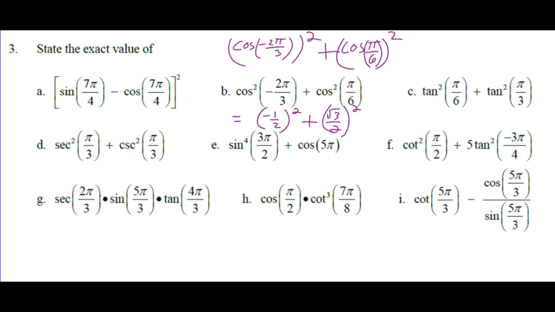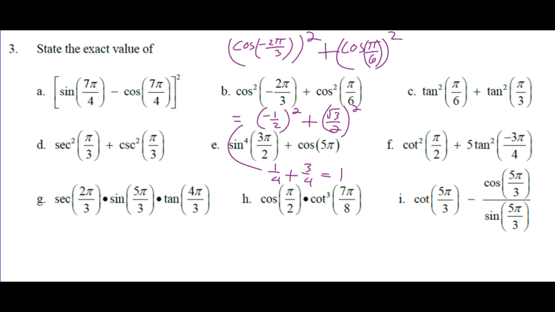So when you see sine squared, cos squared, sec squared, tan squared, cotan squared, cosecant squared, any of these, it means you do the secant of pi over 3 and then you square it. So in this case, negative 1/2 squared is 1/4 plus 3/4, which is equal to 1. So this evaluates to 1. Hopefully. Check the answer at the bottom. Is it 1? 3b? Woohoo.